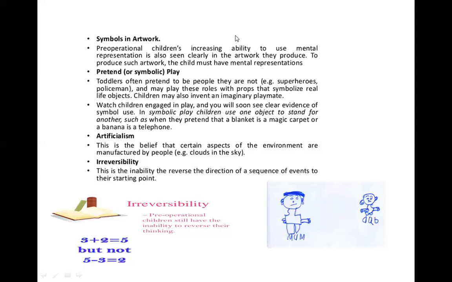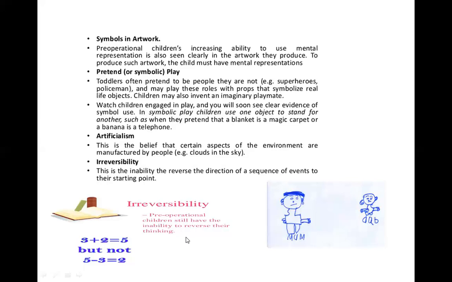The sky, the clouds are blue, and of course the blue color is painted by someone. So according to children during this stage all things are manufactured by people, they don't understand the philosophical ideas behind all the realities. Irreversibility means here the children don't have the ability to reverse their thinking.